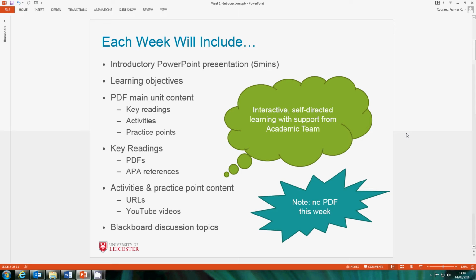And secondly, the module is really about interactive learning. So you'll need to complete all aspects of each unit to gain the knowledge and skills required for this module and to do well on your assignments. So we're expecting you to engage fully with the activities, complete the key readings, engage with the practice point content, and then I will also make sure that people are engaging with the Blackboard discussion topics.